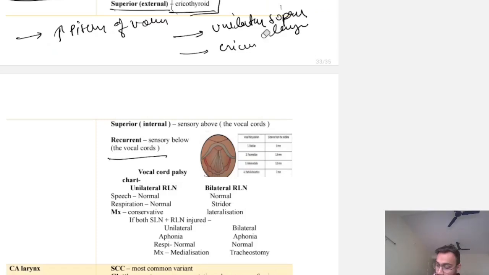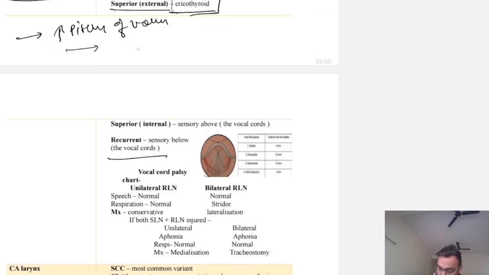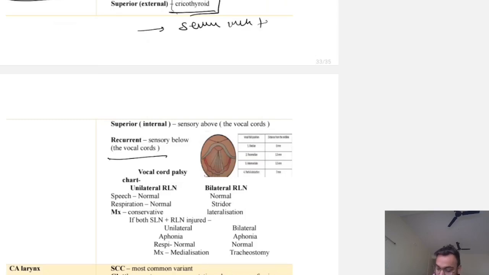Okay, so if there is unilateral superior laryngeal nerve palsy, the pitch is affected. If there is bilateral superior laryngeal nerve palsy, the patient will have severe inability to produce high pitch sound, very monotonous voice, weak voice projection. Both side cricothyroid muscles are paralyzed, vocal cord cannot tense, pitch modulation is absent. So these are all the features of unilateral or bilateral superior laryngeal nerve palsy.